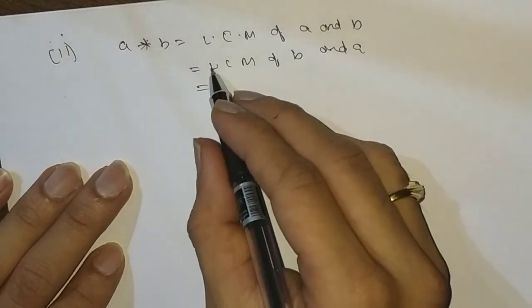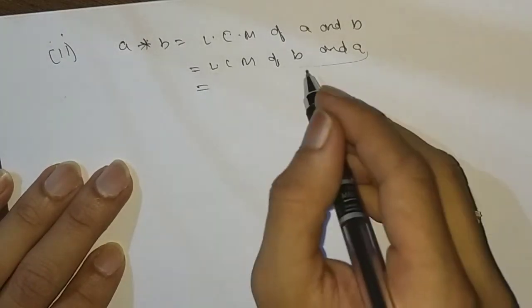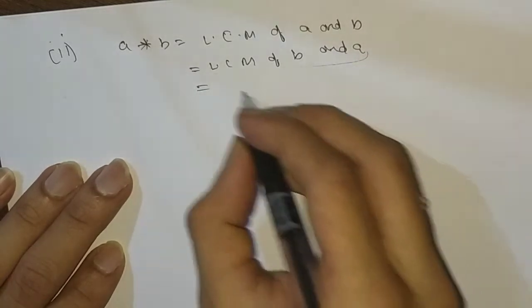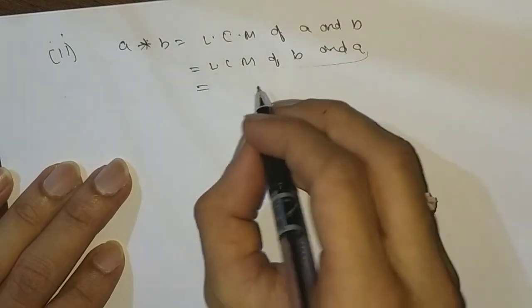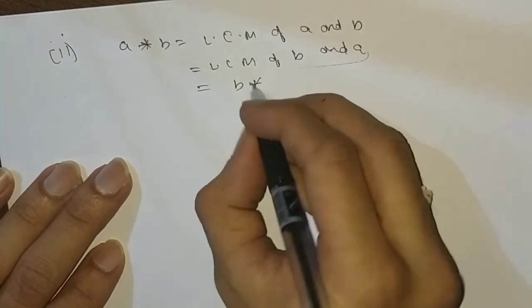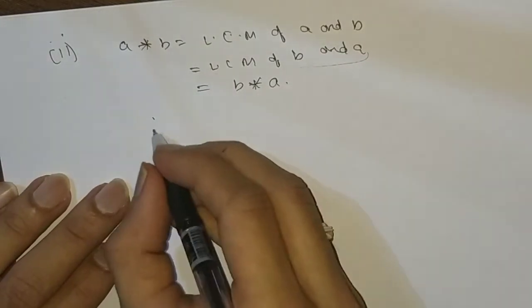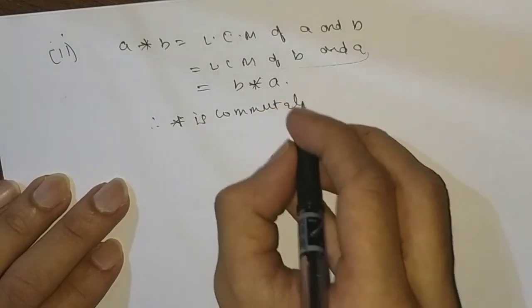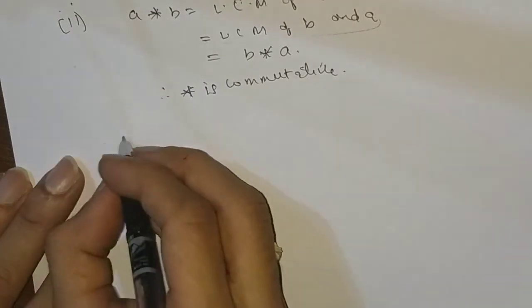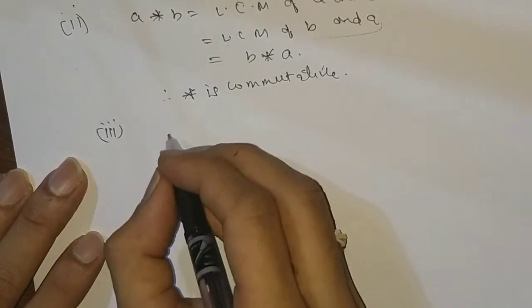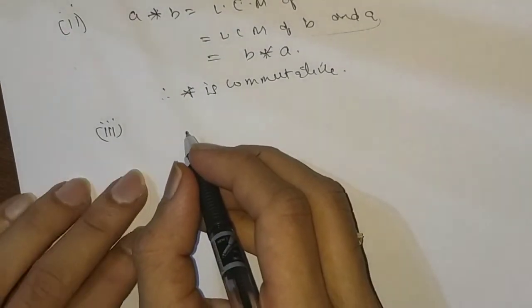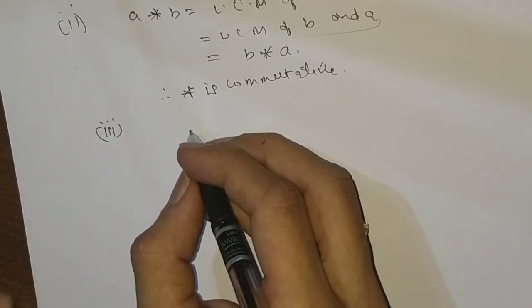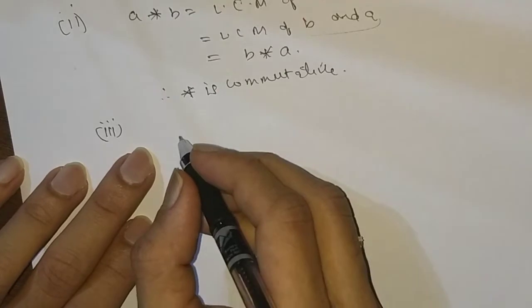It is just the way of saying the numbers, B and A or A and B. So the LCM of A and B is equal to the LCM of B and A. So this will be equal to B star A, right? So therefore star is commutative here. Now let us look at the third one. The third problem is: is star associative? The star operation is nothing but the LCM of A and B. So is star associative, right? That we have to tell.